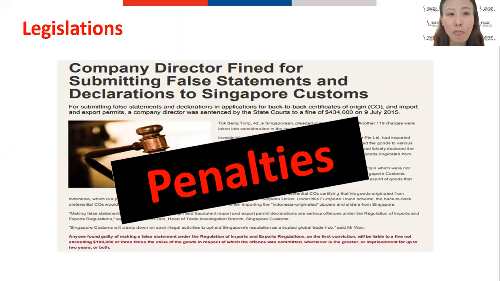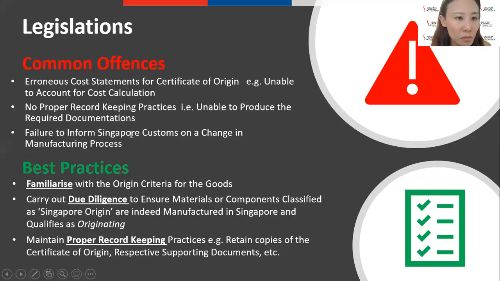This is an example of false declaration penalties. And again, please kindly ensure that things are in the right way, in the correct manner, as if you make a mistake, a lot of penalties might come rolling in. The common offenses related to the FTA are the company internal lapse, where there are no proper record-keeping practices or not prompt in updating their cost statement for their goods.